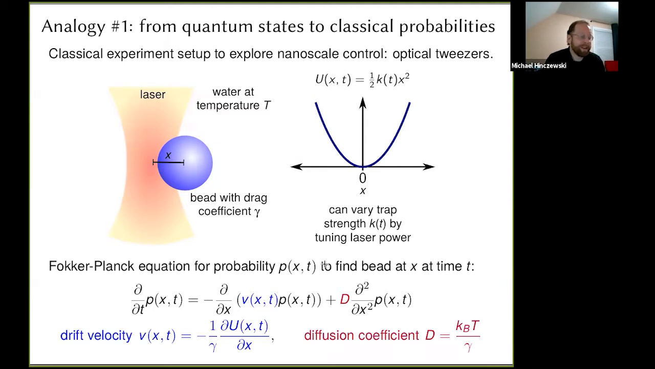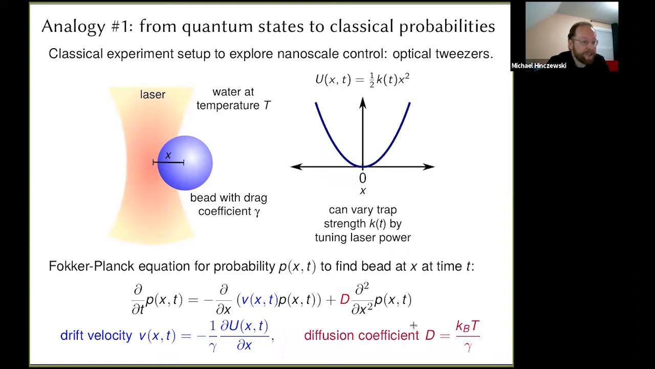And that probability distribution obeys the classical analog of what we had before with the Schrodinger equation, and this is a Fokker-Planck equation. There's a term which is the drift velocity term in this equation, which depends on the shape of the potential, so it's encoding the force felt by the bead. And there's another term which encodes the fact that you have thermal fluctuations, and that's just the diffusion coefficient term. So you have this equation, so you know how this probability evolves in time.